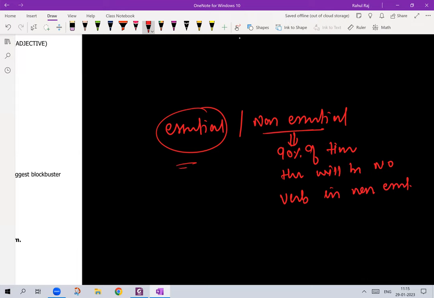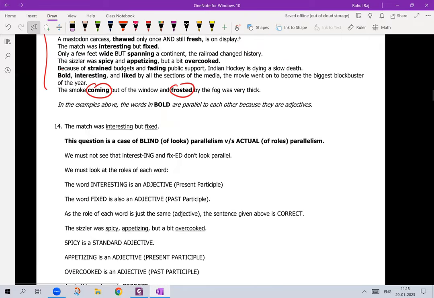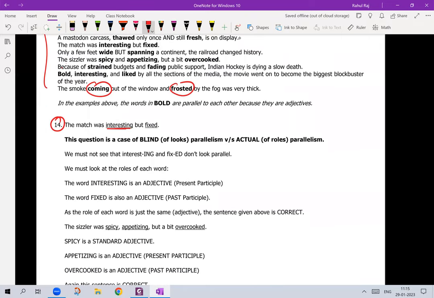If you have this understanding while reading the sentence, if you don't, then again, it will be a problem for sure. But we'll do it. Don't worry at all. So see here, 14th number says the match was interesting, but fixed.